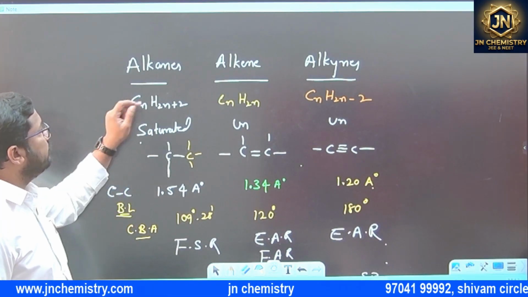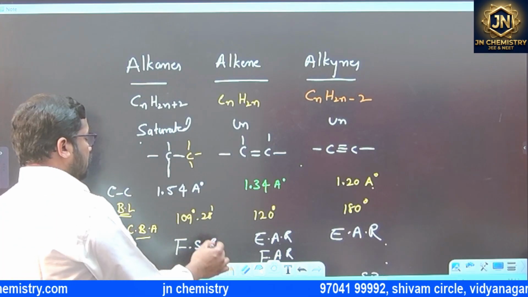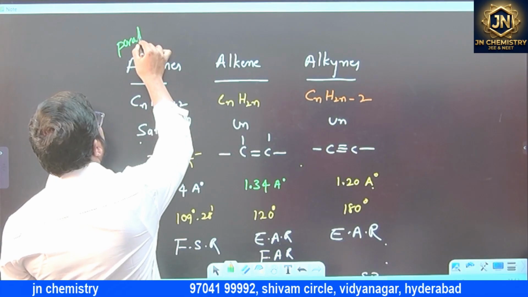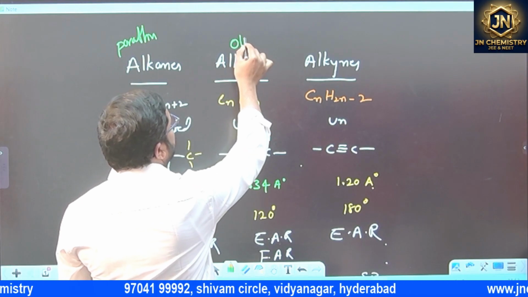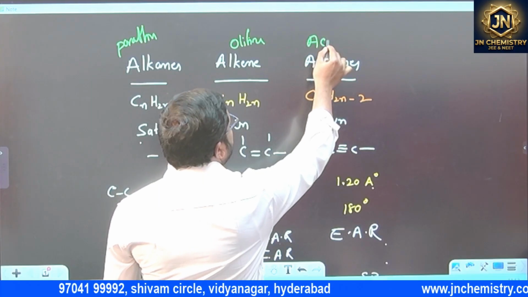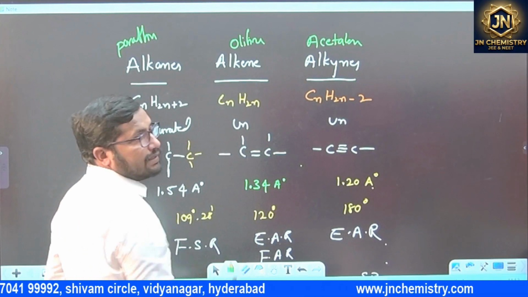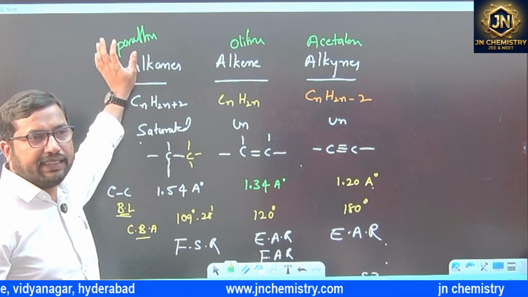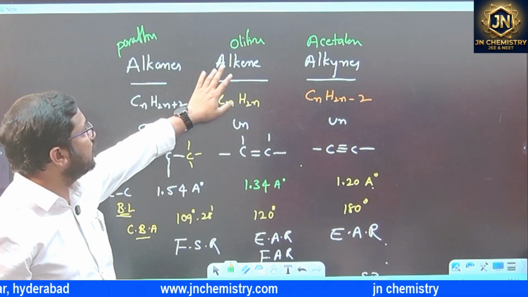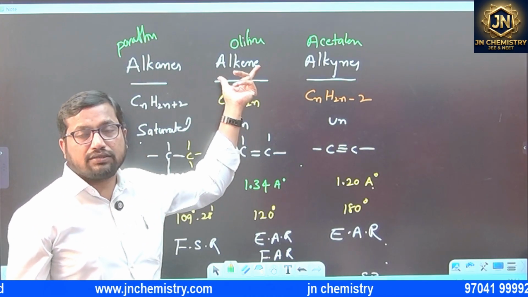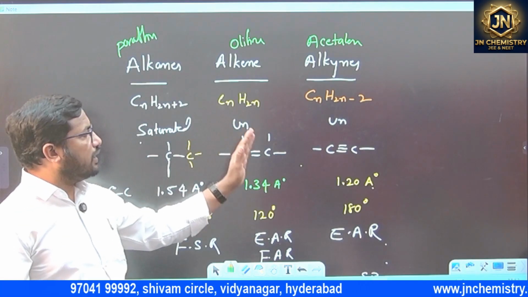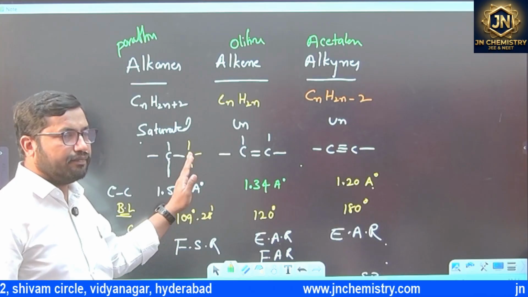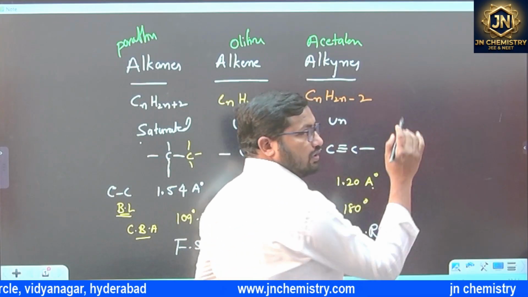Generally, alkanes were called paraffins. Alkenes were called olefins, and alkynes were called acetylenes. Oily-like substances, alkenes, that's why we say olefins. Alkanes have less affinity, so they are less reactive. In electrophilic addition reactions, between alkenes and alkynes, which one can we easily break the bond of? Obviously the C-C single bond, as bond length is inversely proportional to bond energy.